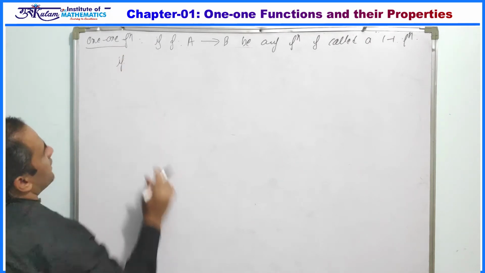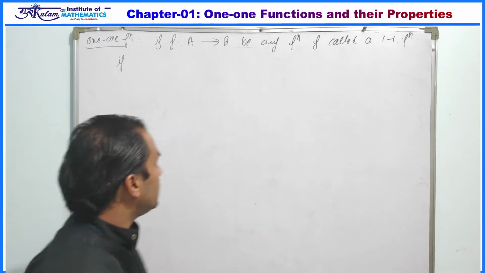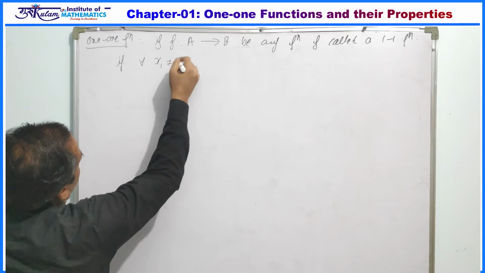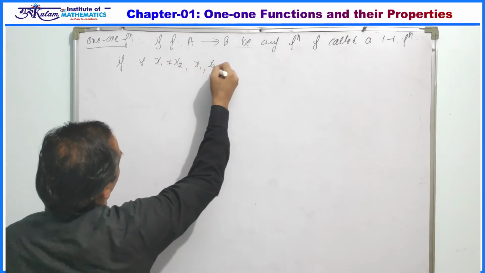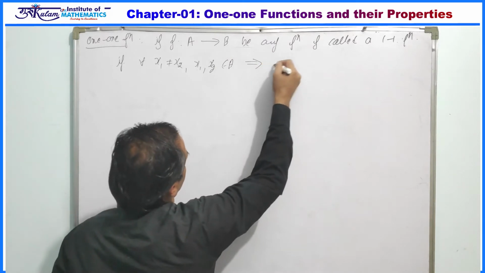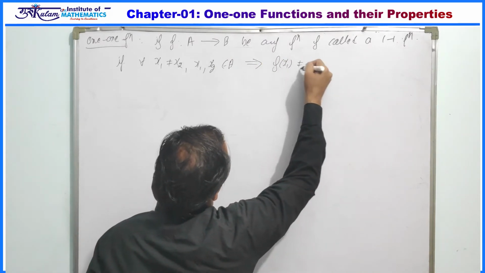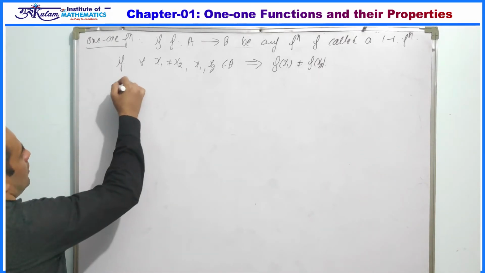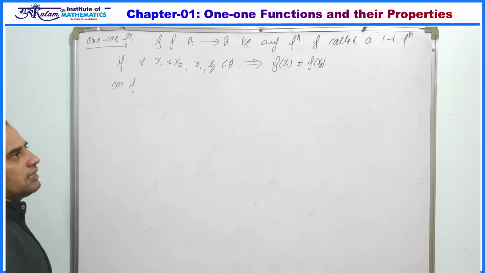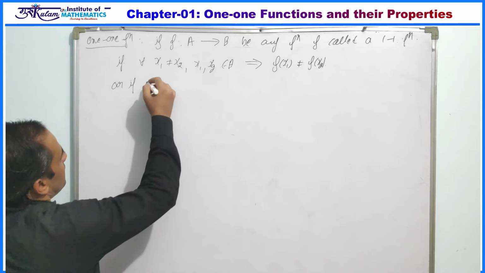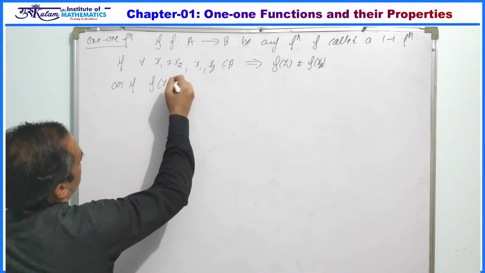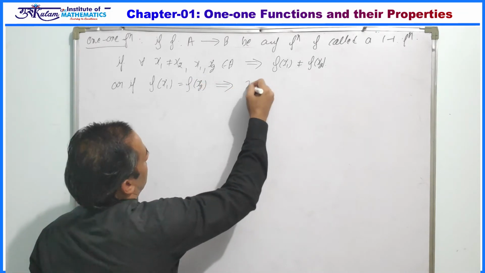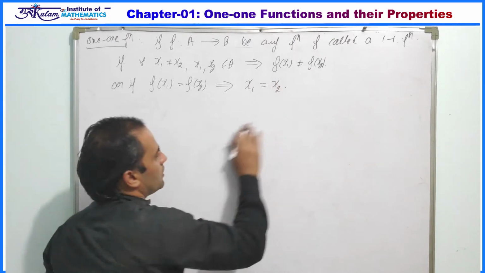if distinct elements of A have distinct images in B, that is, for all x1 not equal to x2, with x1, x2 belonging to A, this always implies the images f(x1) not equal to f(x2). Or we can say that if images are the same, then pre-images should be the same. That is, if f(x1) is equal to f(x2), then this must imply x1 is equal to x2. So simple definition.